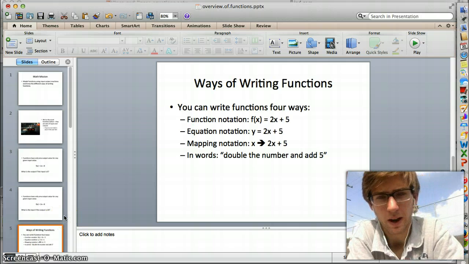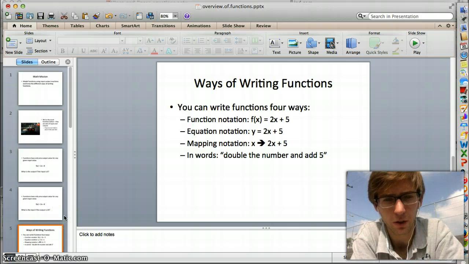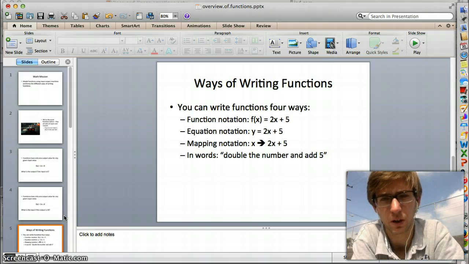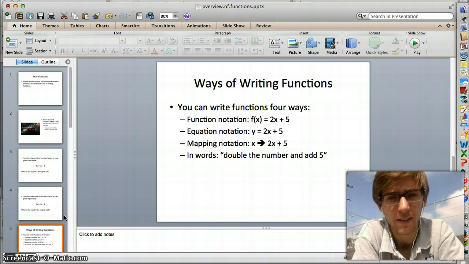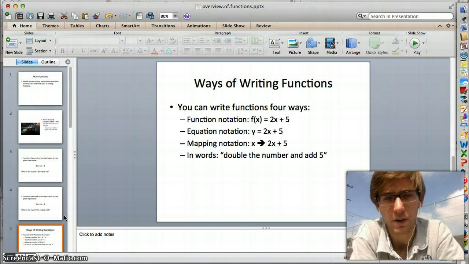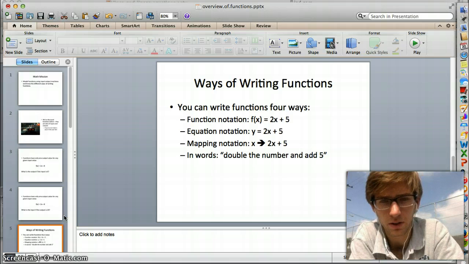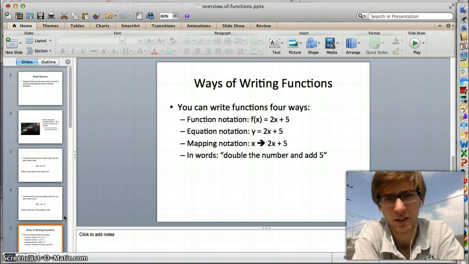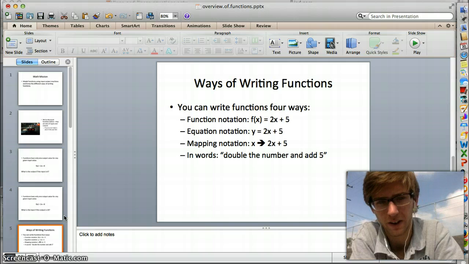There are 4 different ways of writing functions that I want you to be familiar with. The first one, like we've seen in the past 2 examples, is function notation. That's when we have f of x, or with the water lilies from the previous unit, it was w of t, or the purple flowers is p of t. Again, it's some output, like f of x. It's saying f is a function of x.